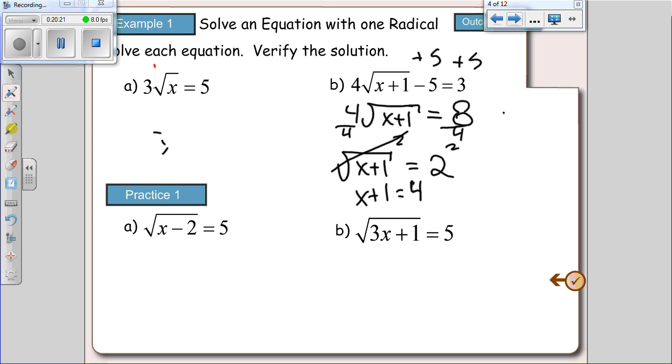What's the last thing we ask ourselves, Patrick? What's the last thing you do now? Check to see if it's a reasonable answer. Is it? Yes.